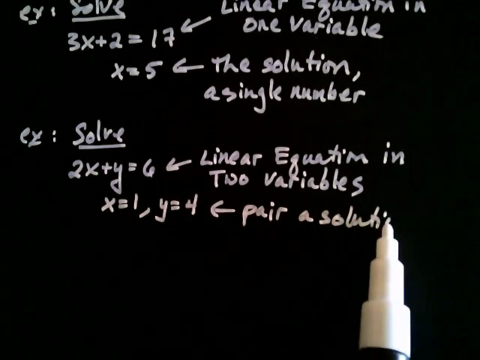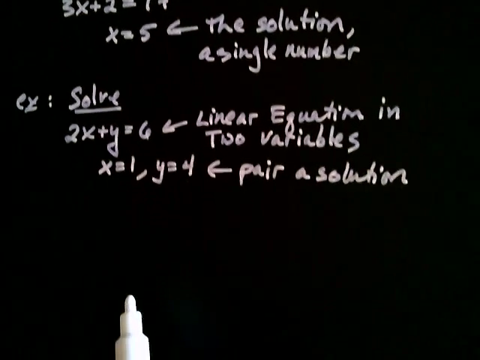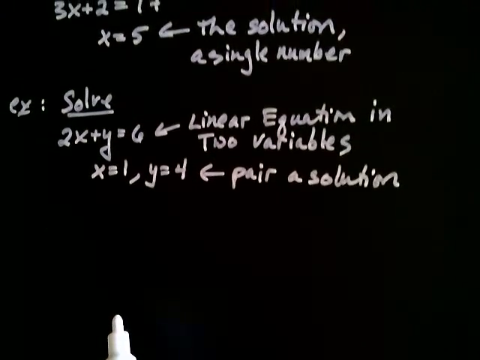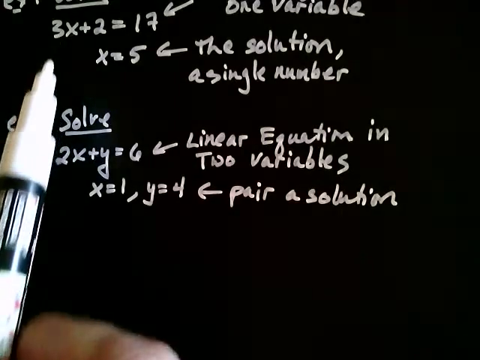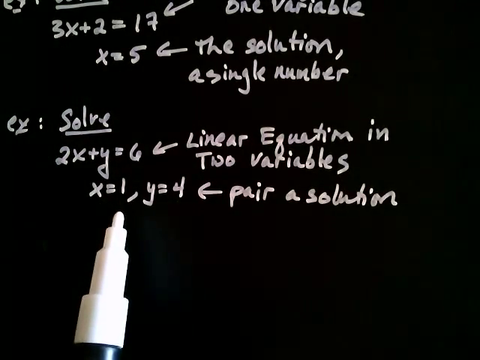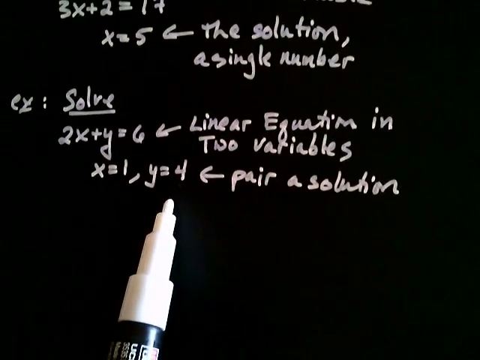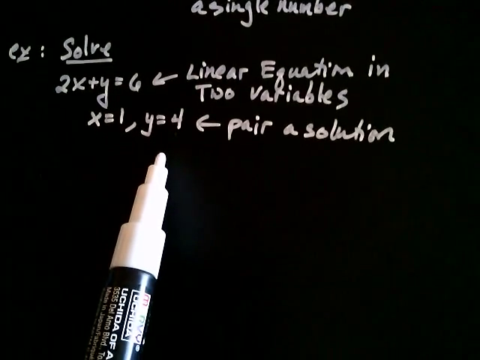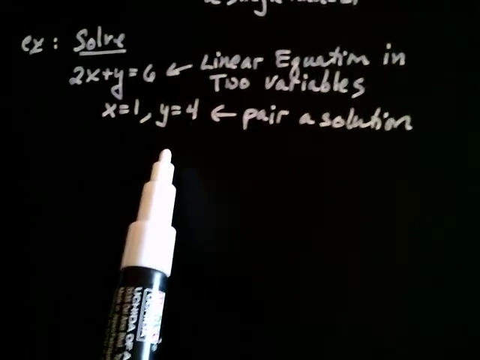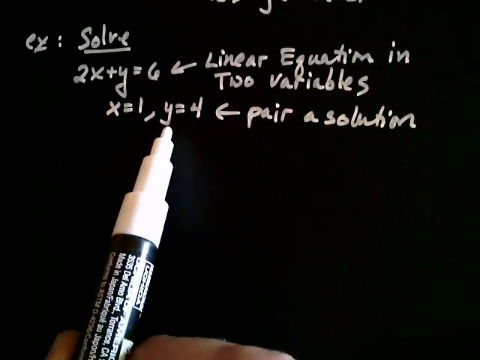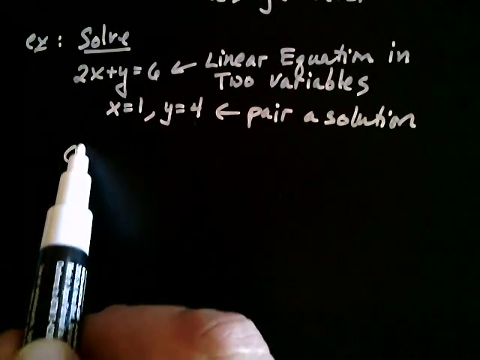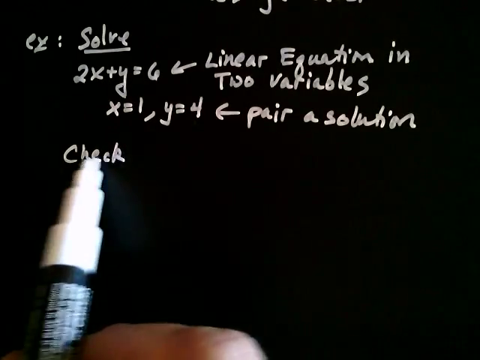How could we check it? Well, we could check it in the way we checked x is equal to 5 above. You'd simply take the 5 and plug it in and make sure that you have a true statement. But here I don't have to plug in just x, I have to plug in y as well. So we're going to plug in the pair of numbers and see if we have a true statement. Let's plug in 1 for x and 4 for y. So this will be our check.